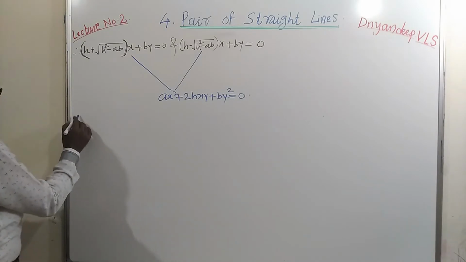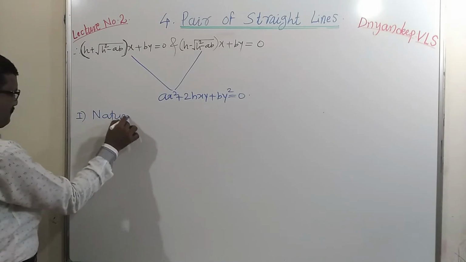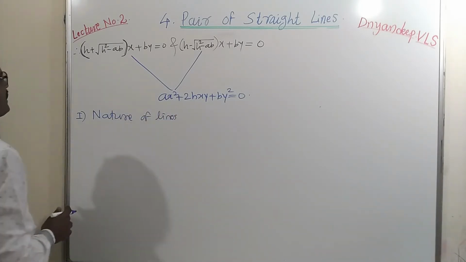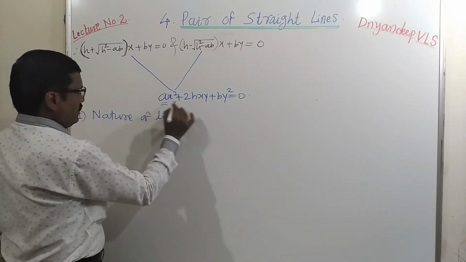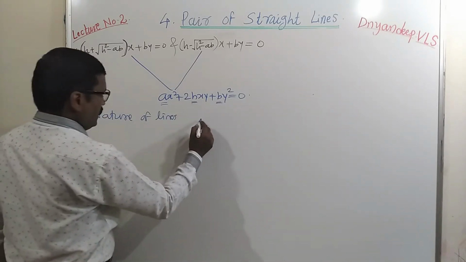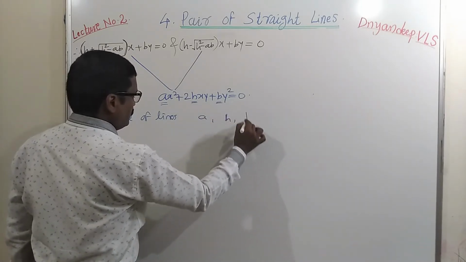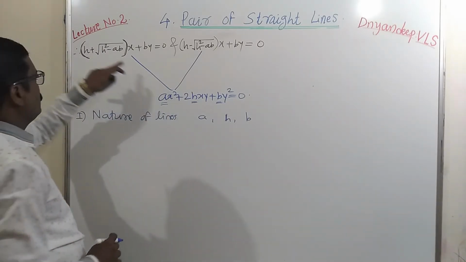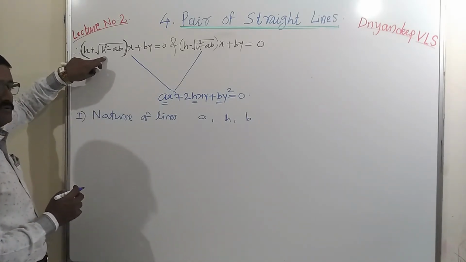Let us see the first point, that is the nature of lines. Whenever a combined equation is given like this, we know a, h and b. So by knowing the values of a, h and b, we can write the nature of the given two lines using this condition. What is the condition in this theorem? That is h square minus ab is greater than or equal to 0.